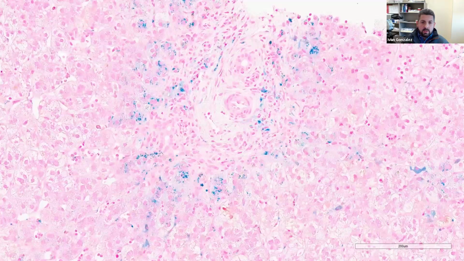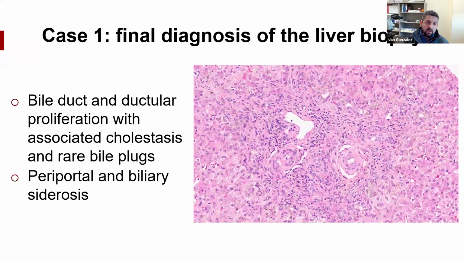So what was our diagnosis for this case? Bile duct and ductular proliferation with associated cholestasis and rare bile plugs. And there's a periportal biliary fibrosis. So the main important thing to me in this biopsy is I cannot rule out BA. I'm seeing a small bile plug, and there's a lot of cholestasis.